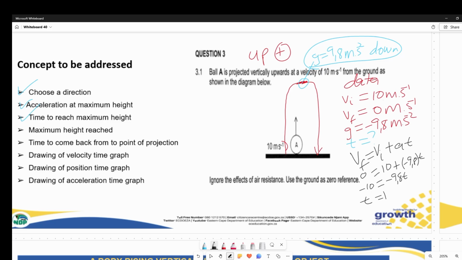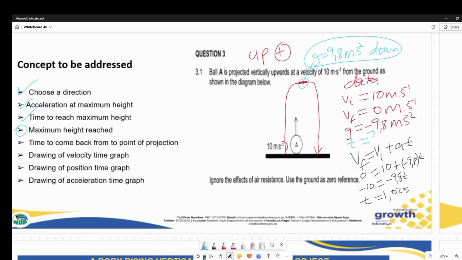Then our t is going to give us 1.02 seconds, okay? That's our time. So our time, we're done with that.